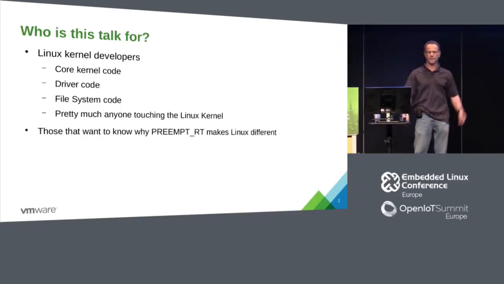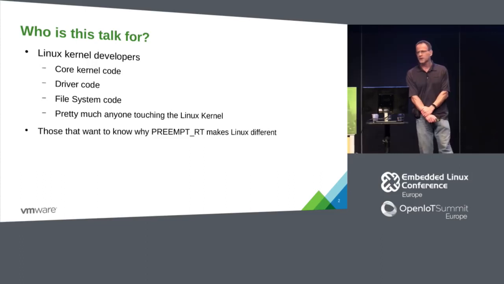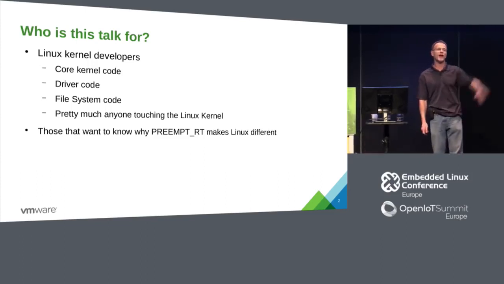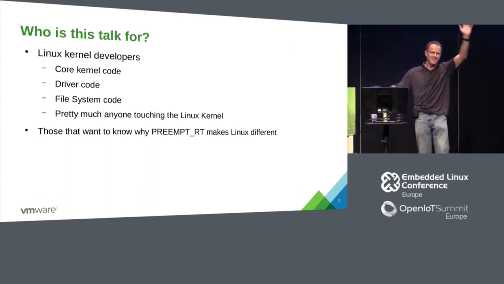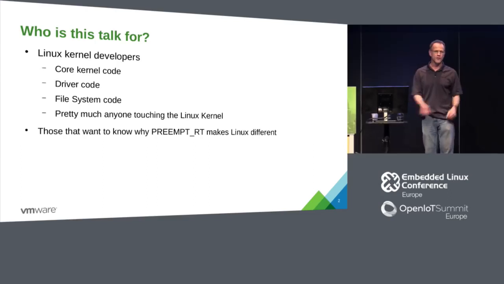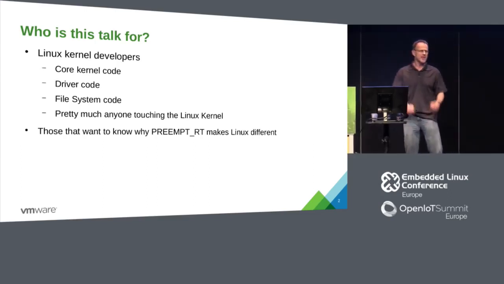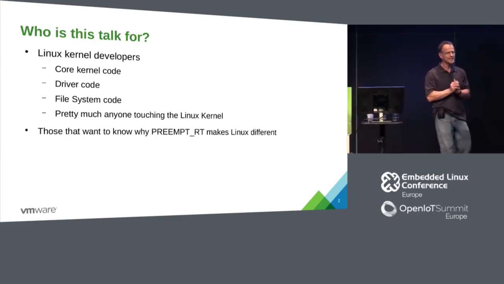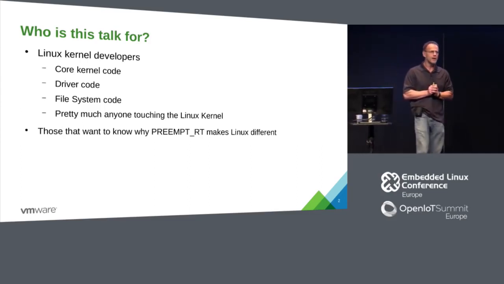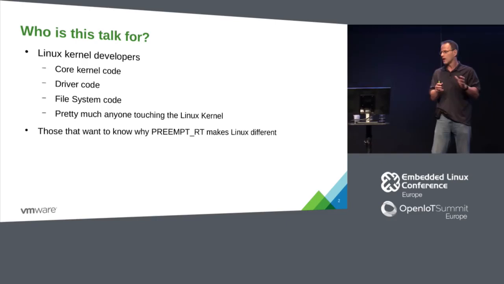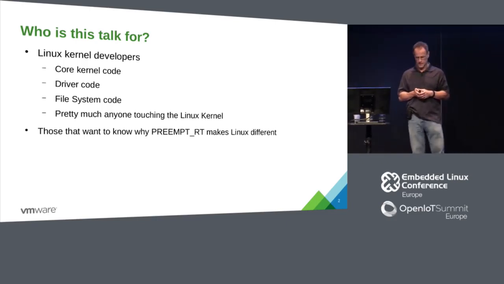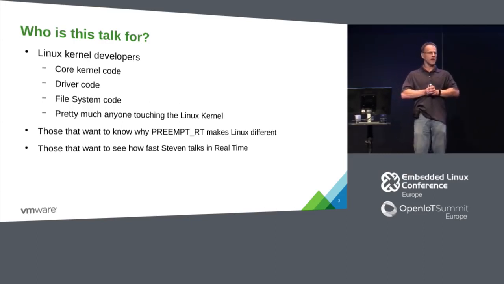So who is this talk for? Well, it's mainly for Linux kernel developers. How many Linux kernel developers are here? OK. How many people are not Linux kernel developers? About 50-50. I'm actually pretty impressed. So if you do core kernel, driver code, file systems, pretty much anything that touches the Linux kernel, this talk is for you. And it's also for those that are just curious about what this weird thing we call preempt RT is, and what makes it different. It's also for those who want to see how fast I can talk.